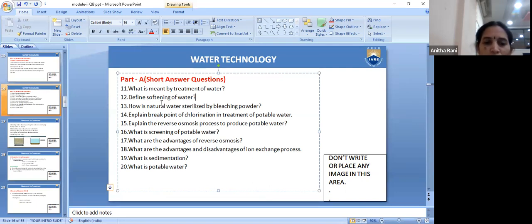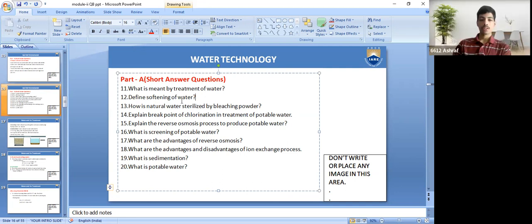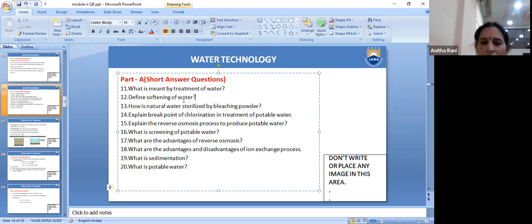Now students, tell me, what is softening of water? What is softening of water? Not hardness of water. What is softening of water? To remove the hardness-causing salts present in water, that process is called softening of water.